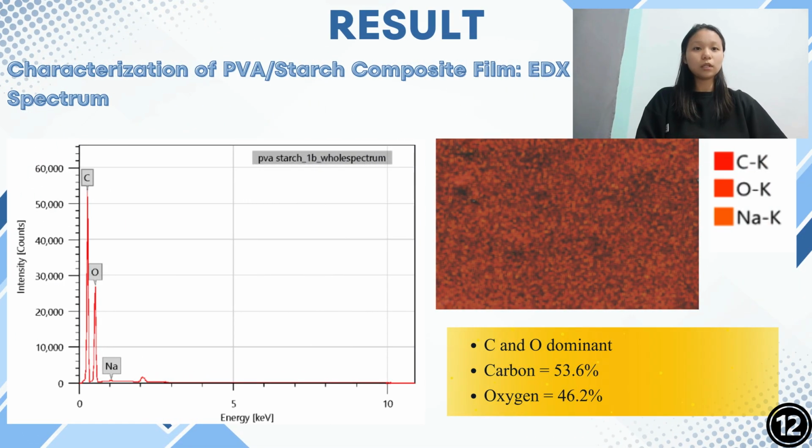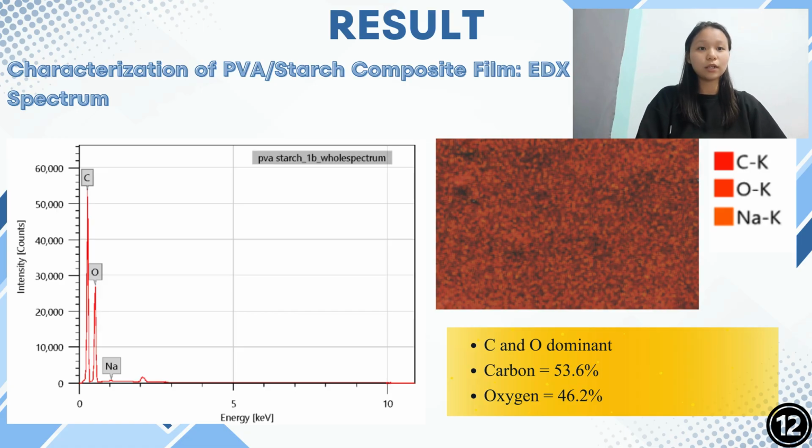The elemental composition of the PVA starch film was analyzed by using EDX. The results show that carbon and oxygen are dominant elements, with carbon accounting for approximately 53.6% by mass and oxygen about 46.2%. These elements originate from the polymer backbone of the PVA and the polysaccharide chains of the starch, which confirms the organic nature of the film. A very small amount of sodium was also detected, which may be due to residue from the starch preparation process.